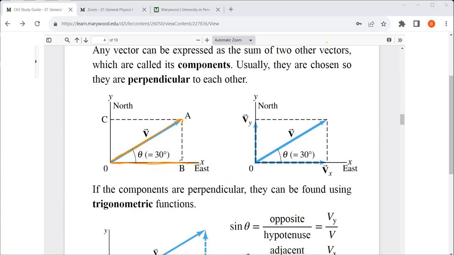Component means, let me call it ax, the x component, and let me call ay its y component. So the component vectors will be, this will be ax and this will be ay. So this and this are the same thing.